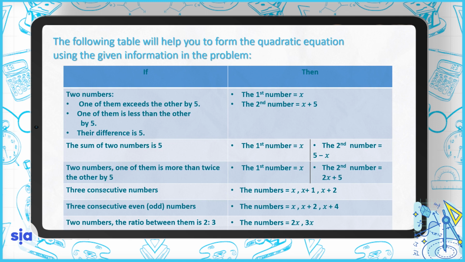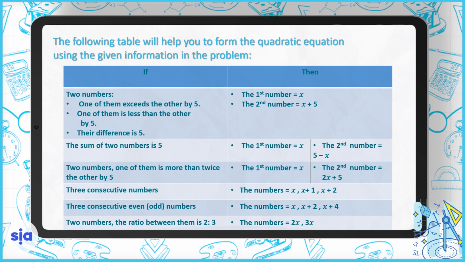If the problem said 3 consecutive numbers, consecutive means after each other. So if we call the first one x, the second one will be x plus 1, and the third one will be x plus 2, because we know that for consecutive numbers, the difference between them is 1. So the first one is x, we add 1, it's x plus 1, we add 1, it's x plus 2.